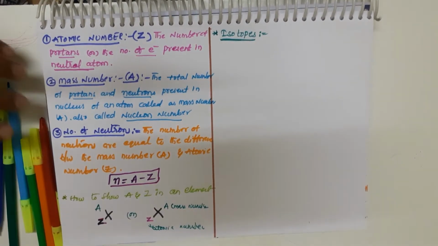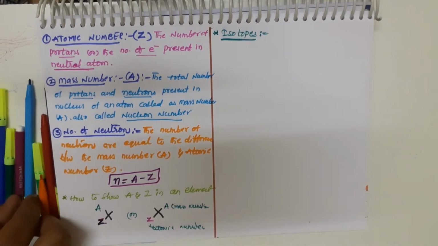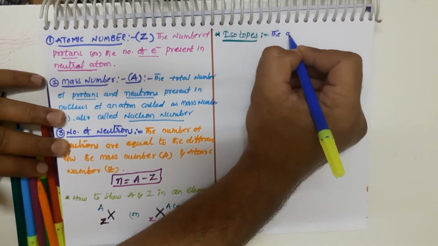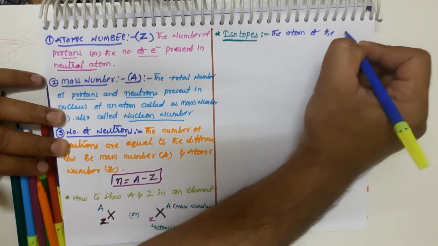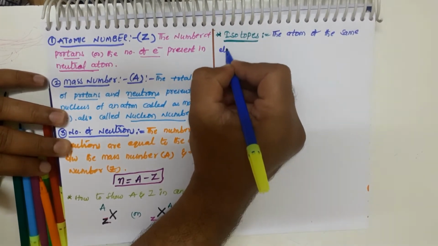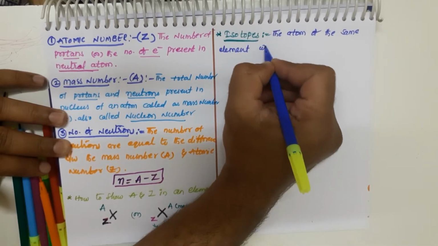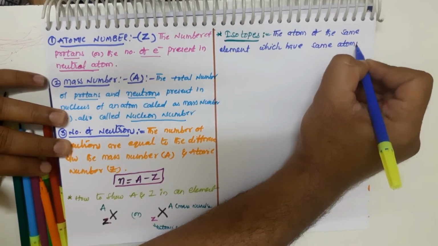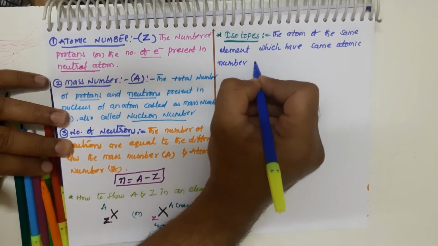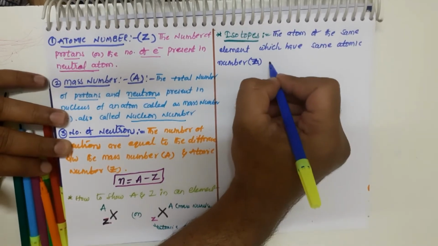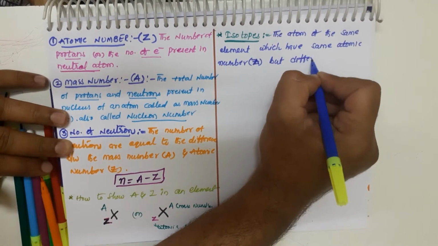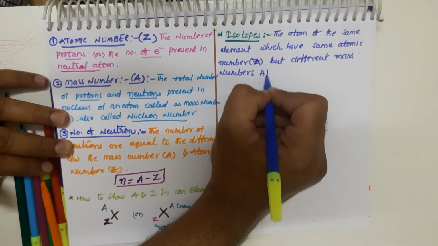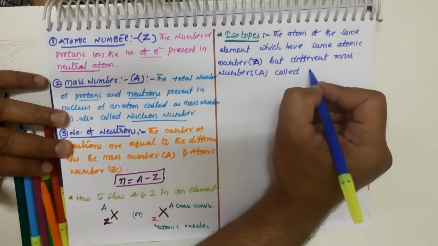Okay students, as we write the definition: the atoms of the same element which have the same atomic number, that is Z, but different mass numbers, that is A, are called isotopes.